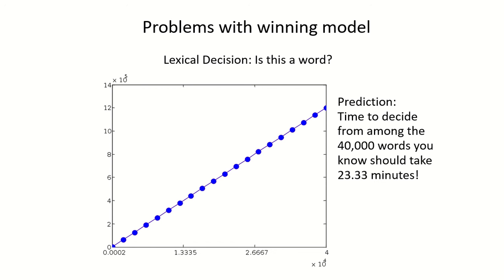Clearly that's not the case. So long-term memory is likely parallel in nature. Short-term memory is serial in nature.